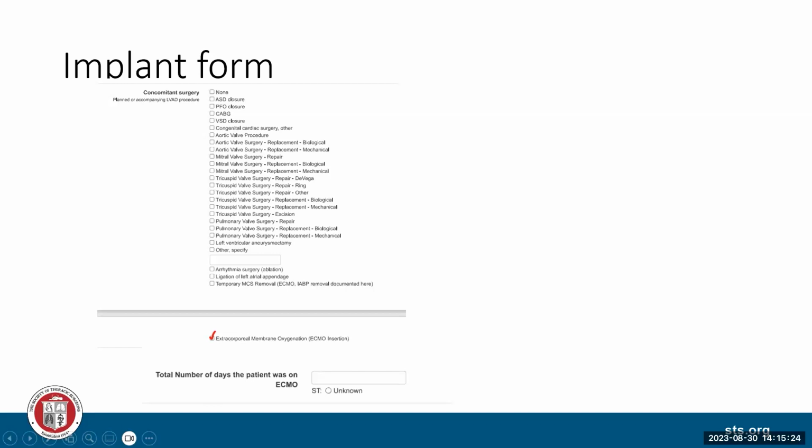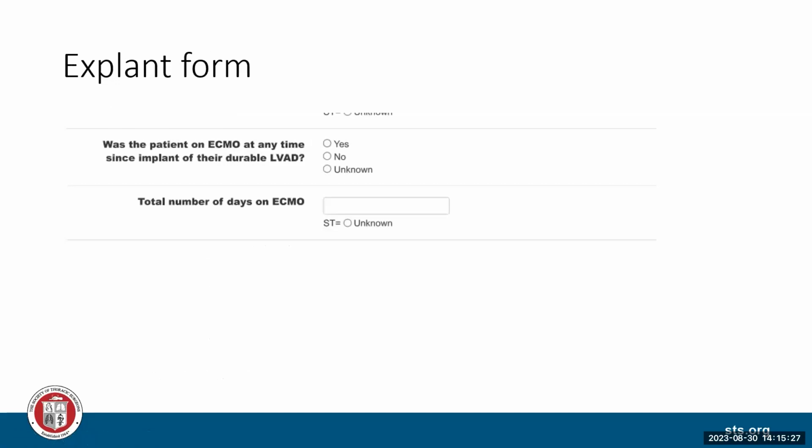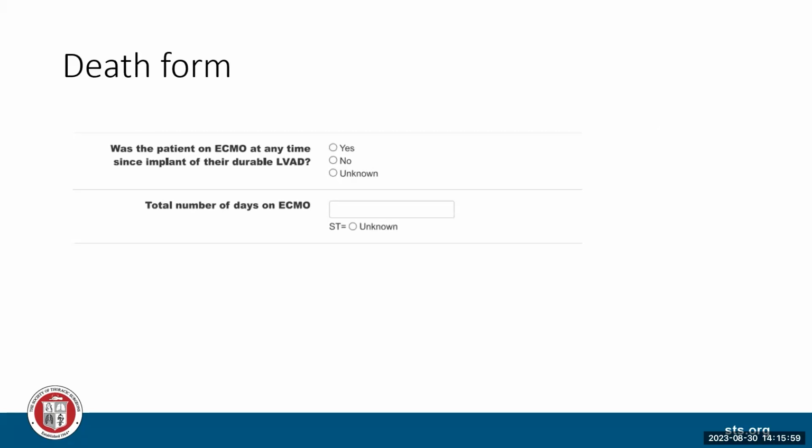So if you select yes here to ECMO insertion, a child question will populate total number of days the patient was on ECMO. And then on the explant form, the question was the patient on ECMO at any time since implant of their durable LVAD. If you select yes, it asks for the number of days. So that was the explant form. And this is also on the explant form. So this will be when you're explanting the RVAD. So the RVAD that it was one time functioning as ECMO, and now you're explanting it, this is the form you'll be doing that on. And then the death form, same question.